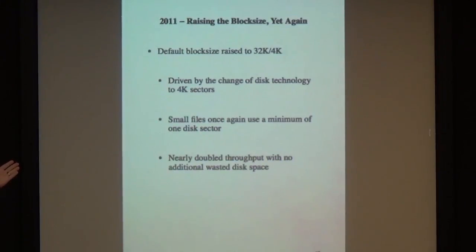So if you don't want to use less than 4K, well, then the obvious thing to do is go to 32K with 4K fragments. And we can say small files, once again, go to using a minimum of one disk sector, so it makes us look good in terms of our wasted space.